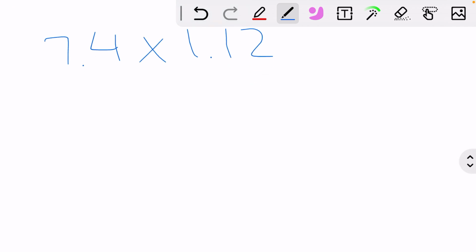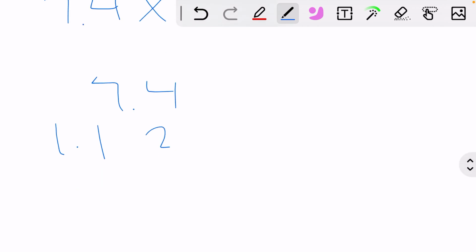So the situation is the same as last time. We're going to arrange both of these numbers vertically just so we can work with them easier. Let me make that look a little bit better. All right, so 7.4 times 1.12.